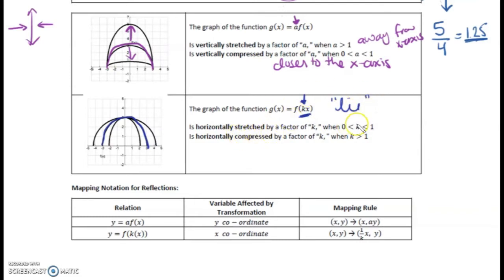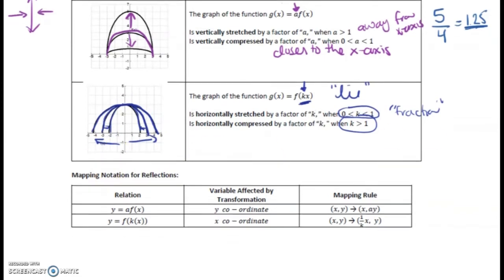So there's actually a stretch if it's our fraction, and again I write fraction in quotation marks. So it's going to be a stretch if it's a fraction, which gives us this wider one, going away from the y-axis. And it's going to be a compression if it's greater than 1. So that's going toward the y-axis.